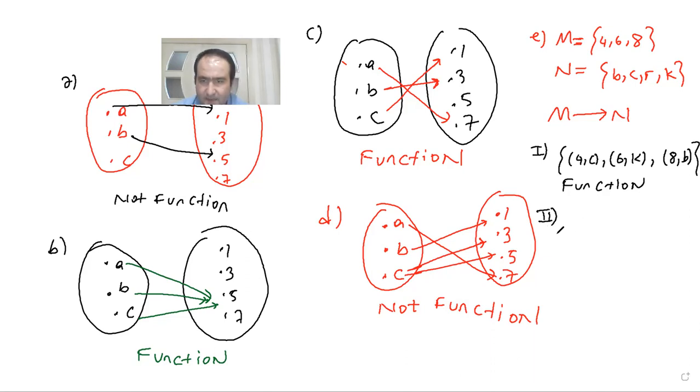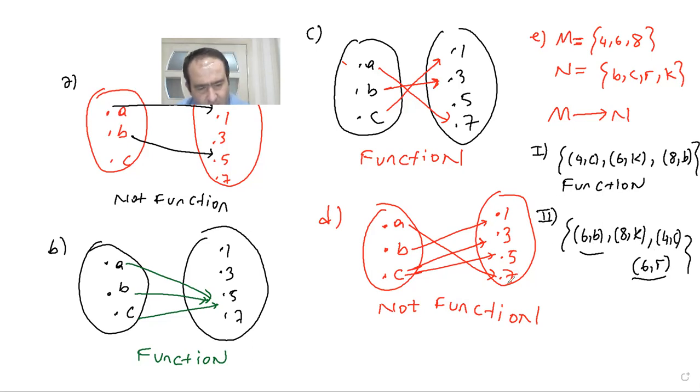And in the second example, 6B, 8K, 4C, and 6R. Is it a function? All of our children have mothers, but 6 has 2 mothers. So it can't be a function. Not a function, okay?